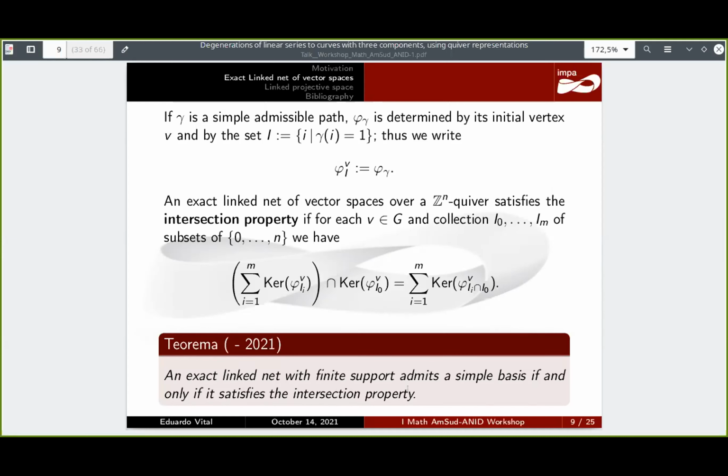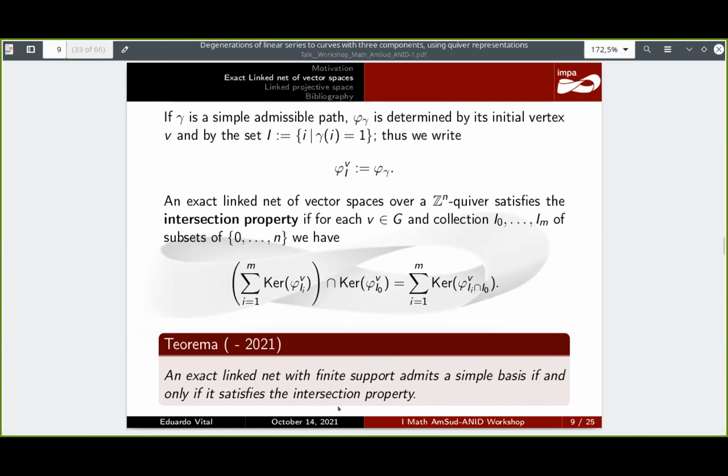Well, that a linked net admits a simple base is a global property of this representation, while the intersection property is local. We can see in the definition that we can verify this property at each vertex, and that guarantees whether this representation admits a simple base or not, which is a global property.